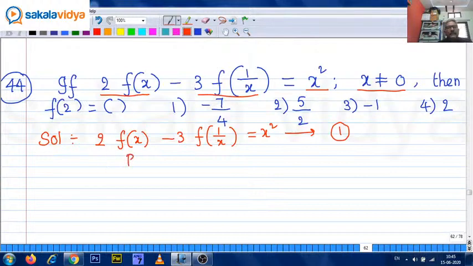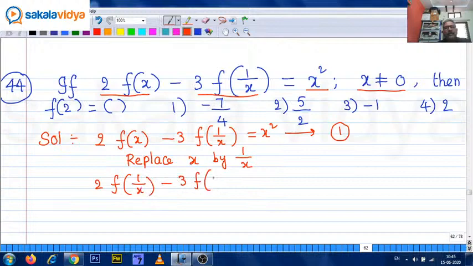So replace x by 1 by x. Let us see what happens. So this becomes 2 f of 1 by x minus 3 f of x equals 1 by x square. Now we have developed two equations. If you solve these two equations, we get f of x. So how to solve them? This can be written like this now.